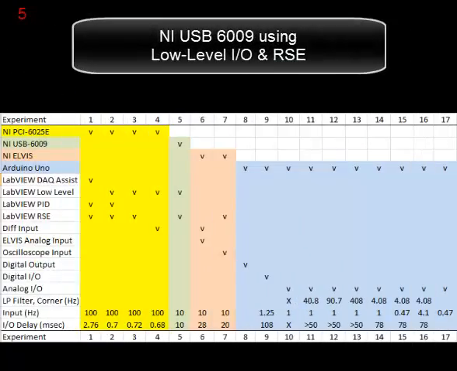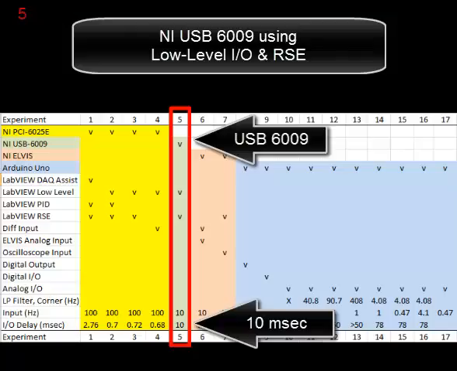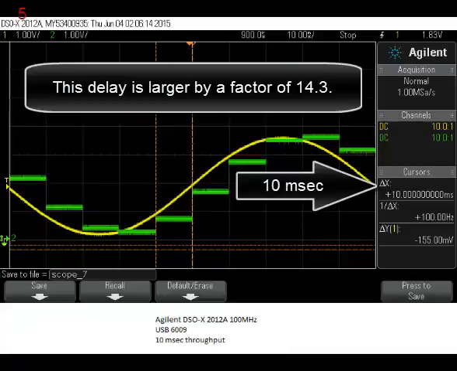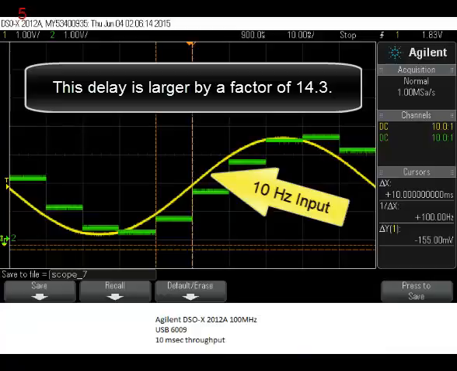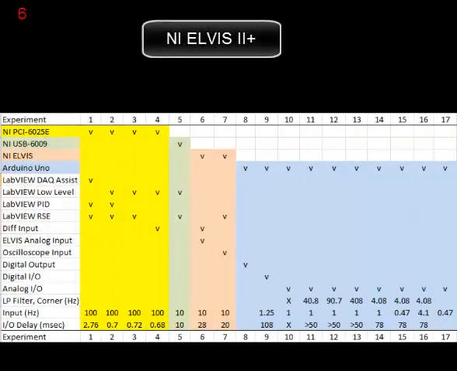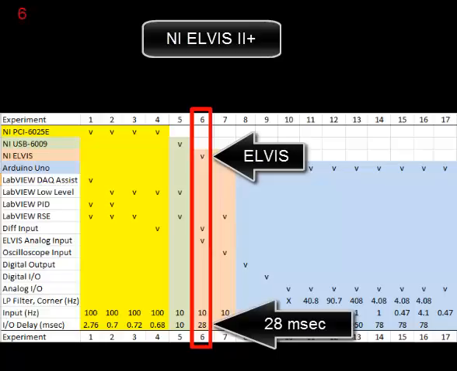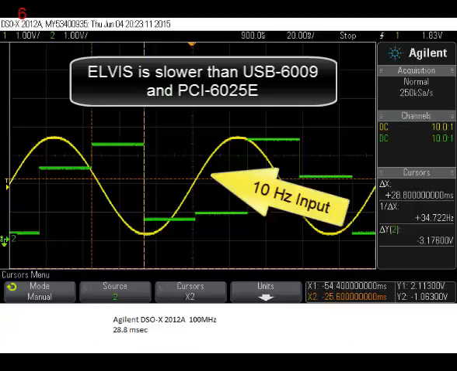Now switch to the USB6009 using low-level I/O and reference single-ended. 10 millisecond delay time. This delay is larger by a factor of 14.3. Now ELVIS. 28 millisecond delay. ELVIS is slower than the 6009 and the 6025E.